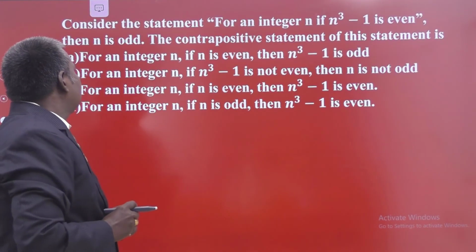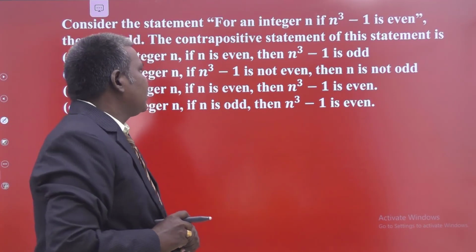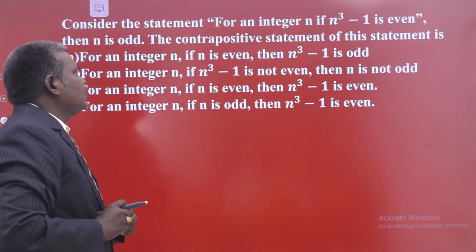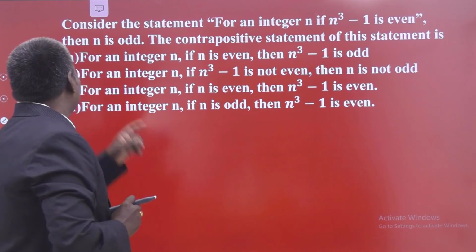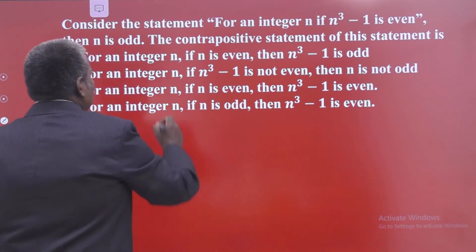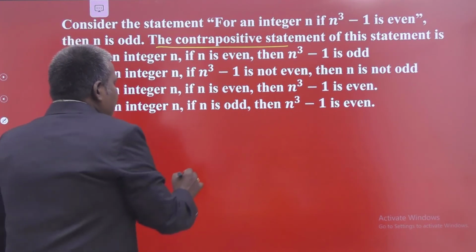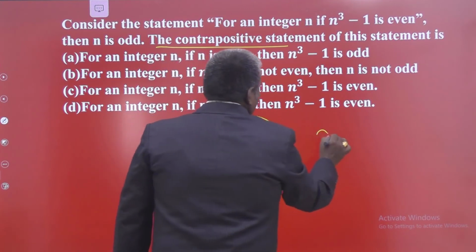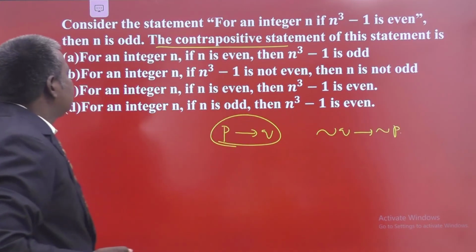This is the question. Consider the statement: for an integer n, if n cube minus 1 is even, then n is odd. The contrapositive of the statement is what? This is also for the contrapositive. P implies Q. What is the contrapositive for this one? Negation of Q implies negation of P. You can check that one.